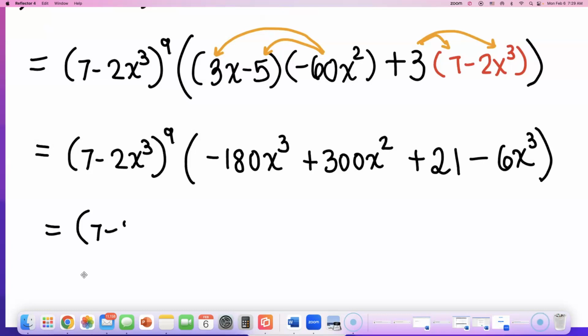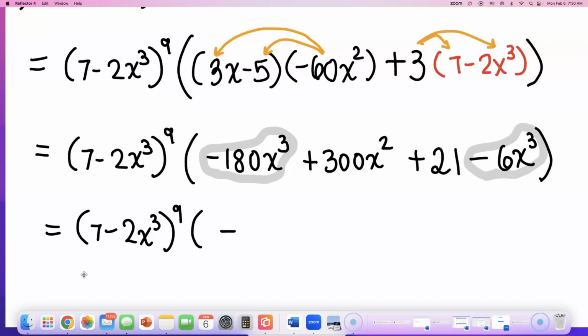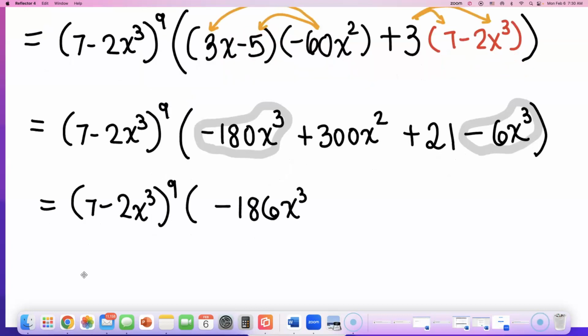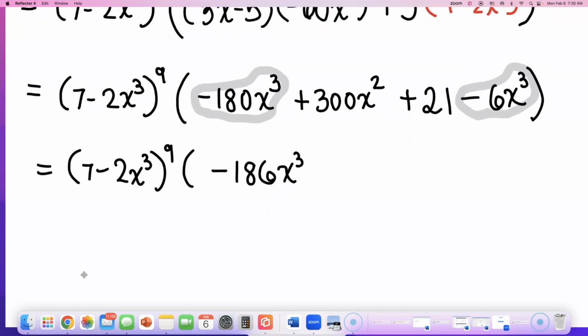Let's combine those like terms. So this stays the same. But you notice that we have that and this as like terms, so we can simplify those. That will be minus 186x to the 3rd. I combine those gray circled terms. And then plus 300x squared plus 21.